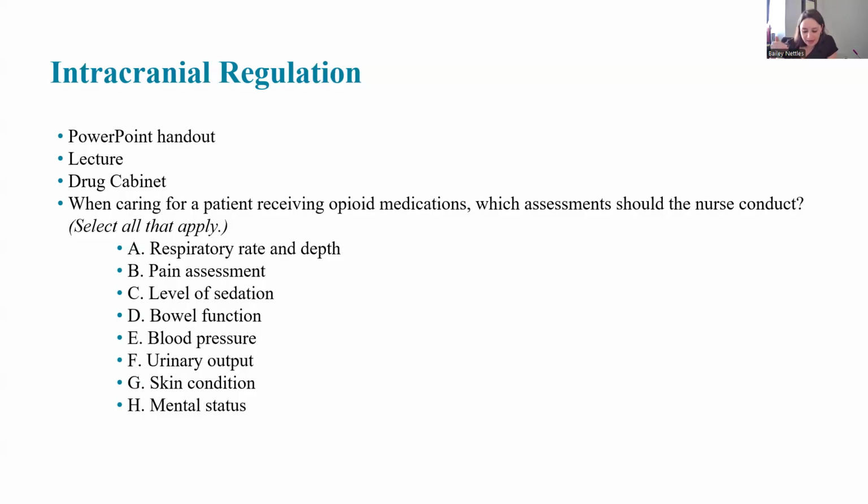Okay. So A, B, C, D, E, and H. So we know with respiratory rate and depth because we don't want that respiratory depression. The whole point of a pain medicine is to relieve your pain. We worry about level of sedation and mental status to see if they're drowsy, if they're awake. Do I need to give them Narcan, right? Their bowel function because we know opioids cause constipation, and their blood pressure because we know opioids can cause hypotension and orthostatic hypotension. Okay, so those are the correct answers.